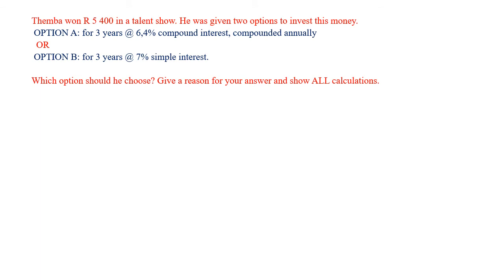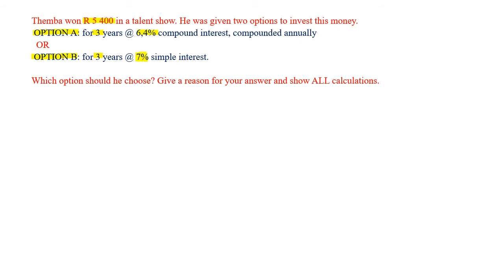In the next example, Themba won 5,400 Rand in a talent show. He was given 2 options to invest this money. Option A, investing the 5,400 for a period of 3 years at 6,4% compound interest compounded annually. I see I have an option A which speaks about compound interest. Or I have an option B, investing for the same period of 3 years, but now at 7% simple interest.